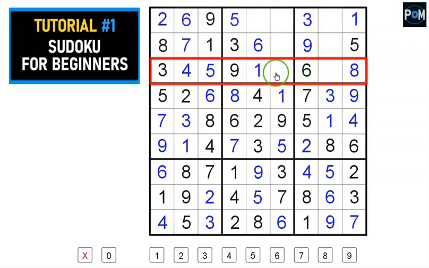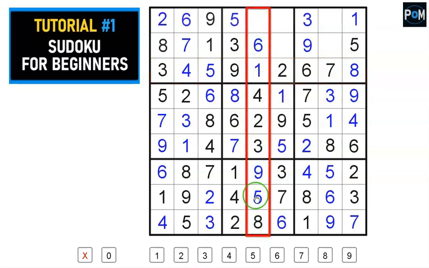A 7 is missing. I can't place a 7 here because there's a 7 below, so there won't be a 7 here, meaning a 7 must go here. So, here was missing a 2, now we have a 2. Here we have almost filled up an entire column. We're looking at what's missing. This column lacks a 7. So there we have it. And there are 4 more digits.